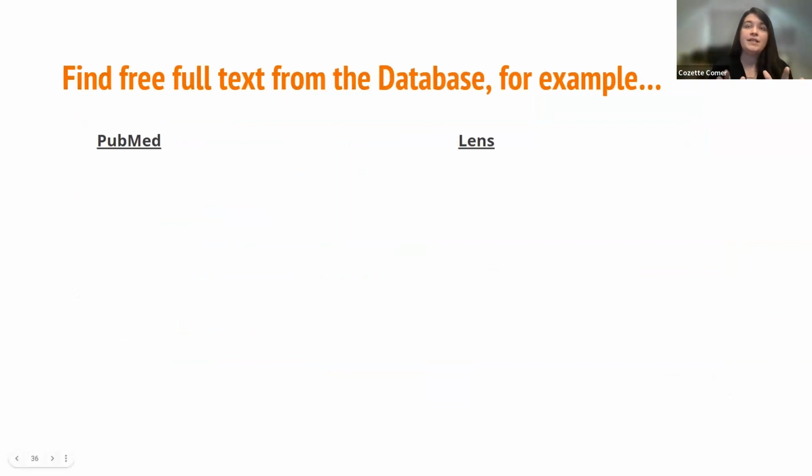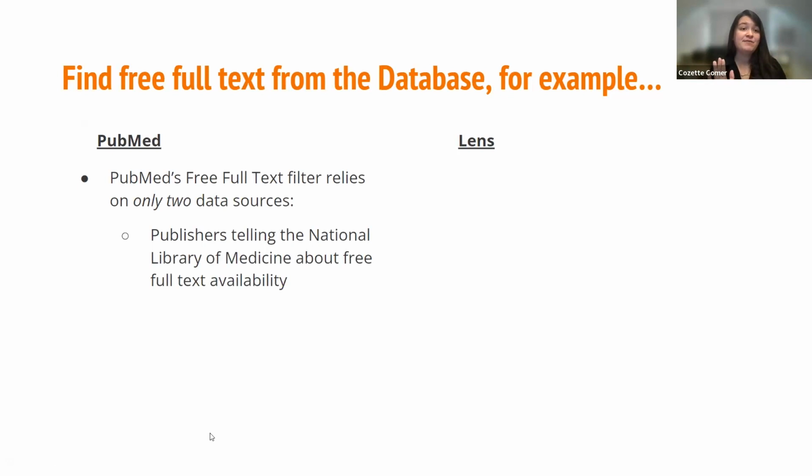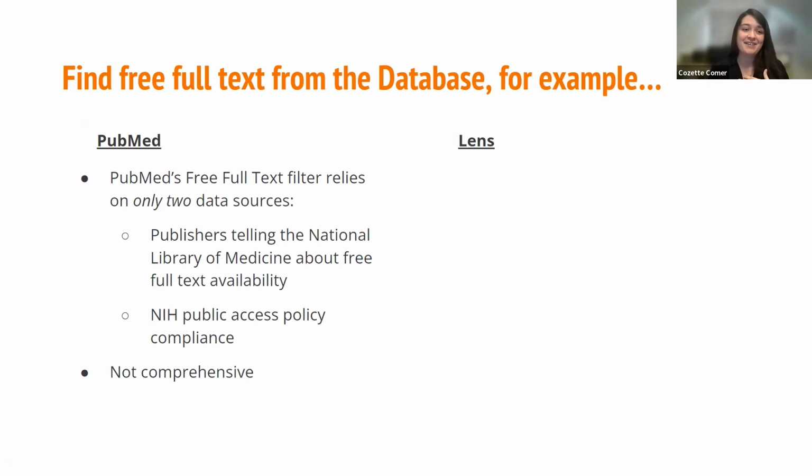So when we're looking for free full text, one of the first places that we might start is the actual database itself. For example, Kate's talked about PubMed and Lens, so we'll stick with those examples. But there are some caveats here. PubMed's free full text filter relies only on two data sources. That is the publishers telling the National Library of Medicine about free full text availability and the NIH public access policy compliance. So this is not a space where you can collect all of your PDFs. This is not a space where you can collect all of the full text.